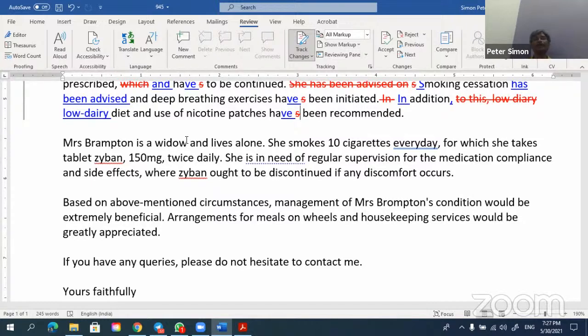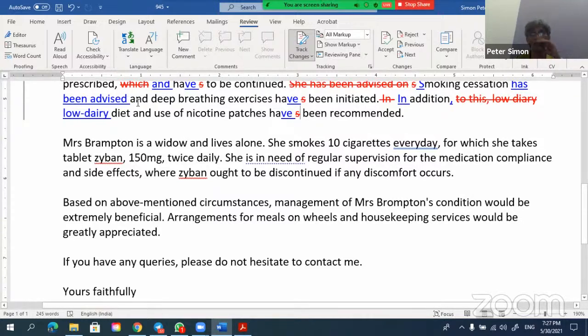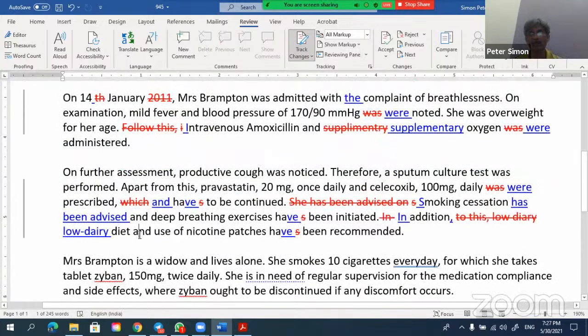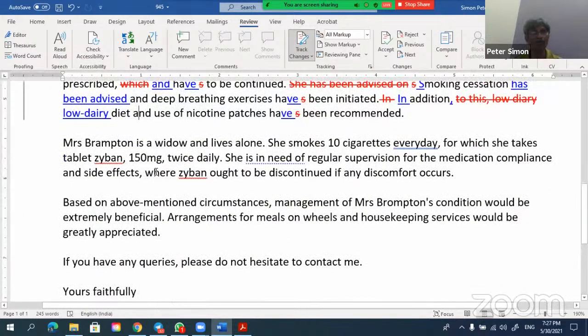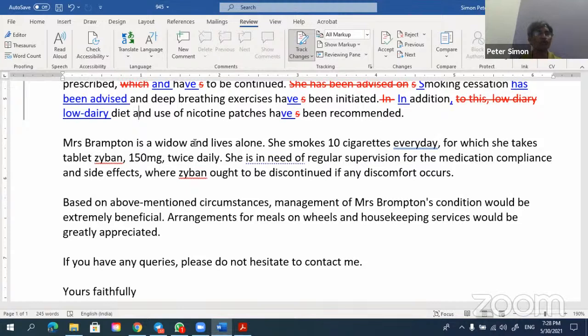Mrs. Brampton is a widow and lives alone. So instead of "and", avoid "and" here because "and" is coming too many times. See, here is one "and" and here is another "and". So you can remove that one. Being a widow, Mrs. Brampton lives alone. This is correct. This is not wrong, but it is too much overuse of "and". I have given you another sentence: being a widow, comma, or as she is a widow, she lives alone. Or Mrs. Brampton lives alone because she is a widow. Remove "and" as far as possible. That's what I'm saying.